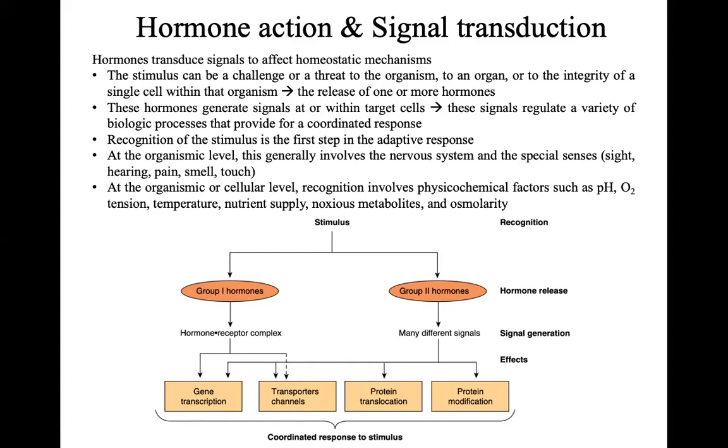The DNA is transcribed into mRNA, the mRNA is translated into protein, and then the protein will be translocated into some other cells. It might also involve some protein modification. Maybe you want to add more amino acids to the peptide chain. This will also happen in the group 2 hormones. So the effect is a coordinated response. You have to pass certain criteria before you can pass on the information.